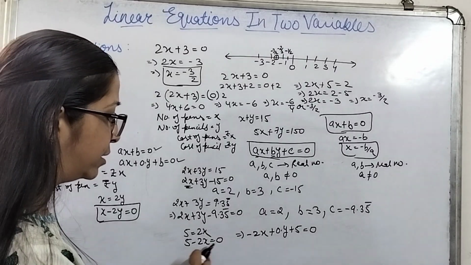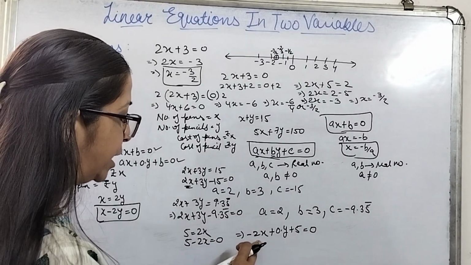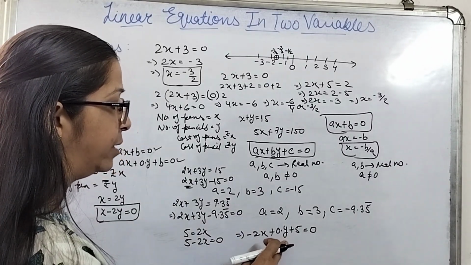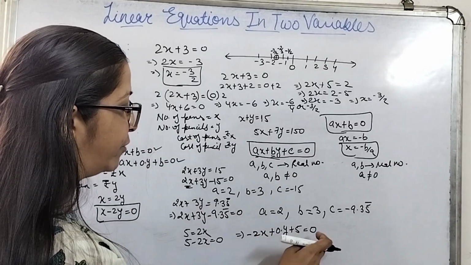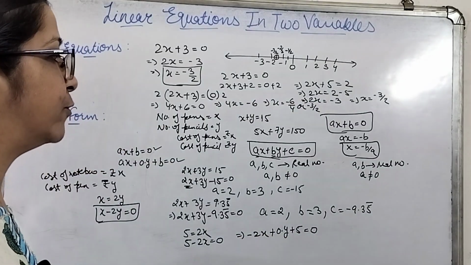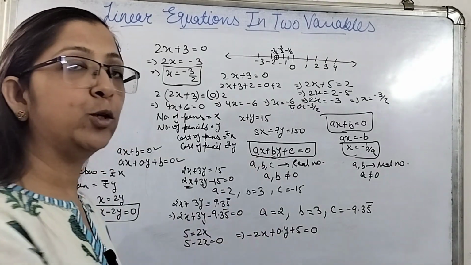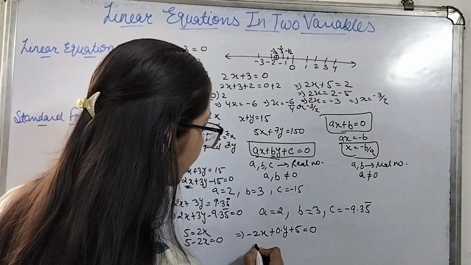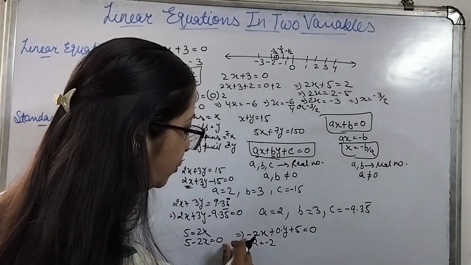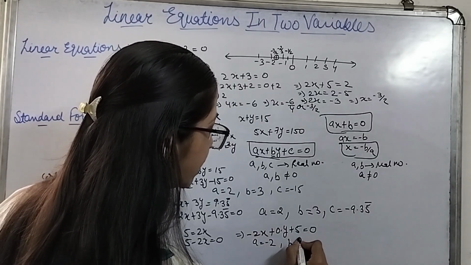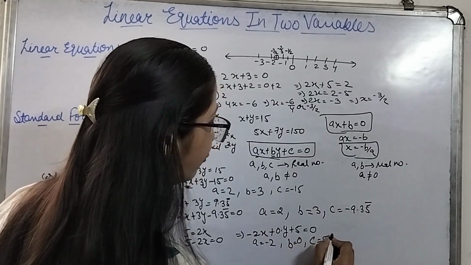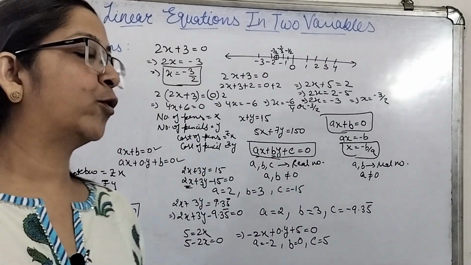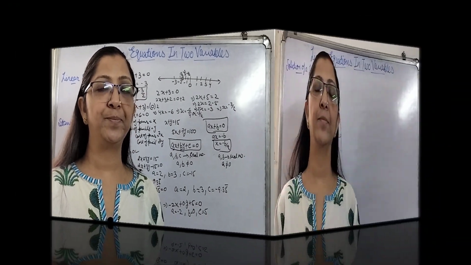First of all, I have written this term, that is minus 2x. Now the other variable I have taken as y, multiplied by 0, plus 5 equivalent to 0. So this is the standard form of your linear equation in two variables. Now if we compare this with the standard equation, the value of a will be minus 2, the value of b will be 0, and the value of c will be 5. So this is how these types of questions will be solved.